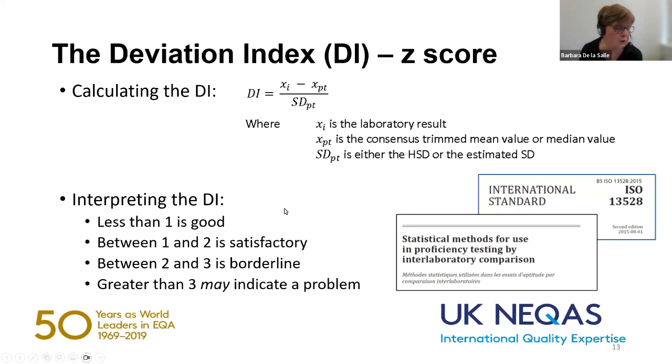There's a little bit here about interpreting the deviation index, which is taken from the international standards. There, the advice taken from the international standard is that less than 1 is good, because that effectively comes to less than 1 standard deviation from the mean. Between 1 and 2 is satisfactory, 2 and 3 is borderline, greater than 3, and I stress here, may indicate a problem. With the performance of modern full blood count analyzers, they perform very well. They perform very tightly, and therefore sometimes a DI of greater than 3 is something that maybe you should look at, but doesn't necessarily indicate a problem.